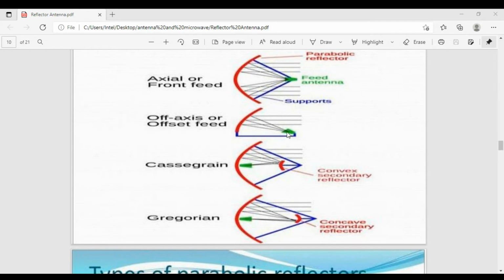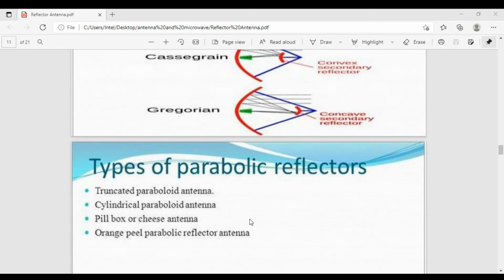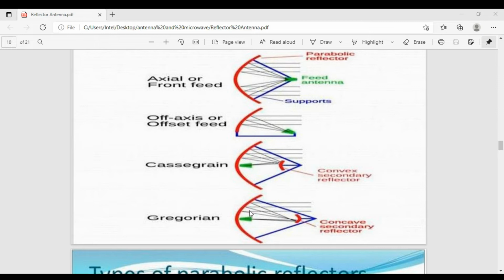The feed antenna is offset, sometimes slanted. Then there is the Cassegrain feed system: the primary antenna is here, with one hyperbolic reflector, and the signal is again reflected into the parabolic reflector. Then the Gregorian feed system is the same, but somewhat tilted. So these are the feed systems, where the primary antenna of the reflector antenna is located.